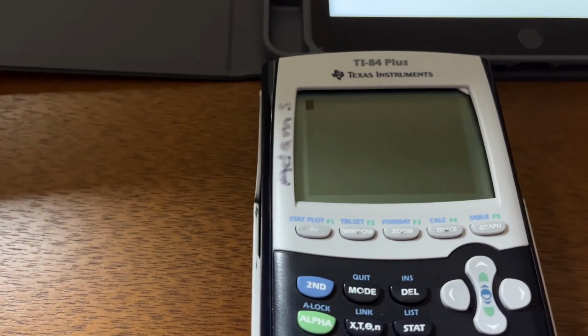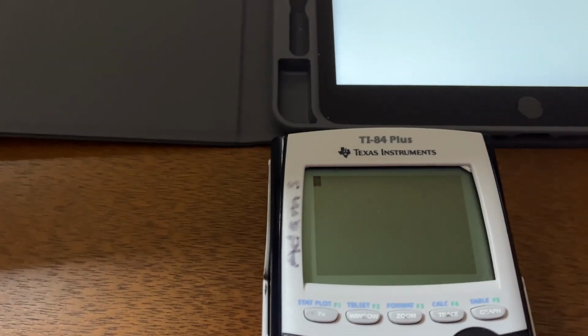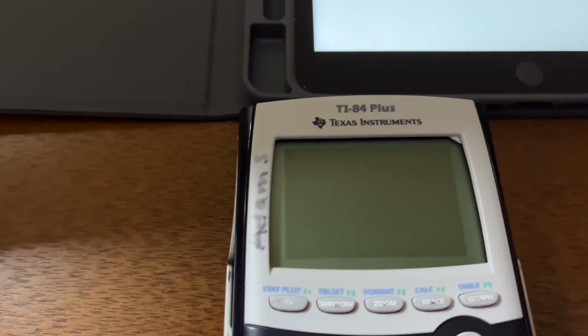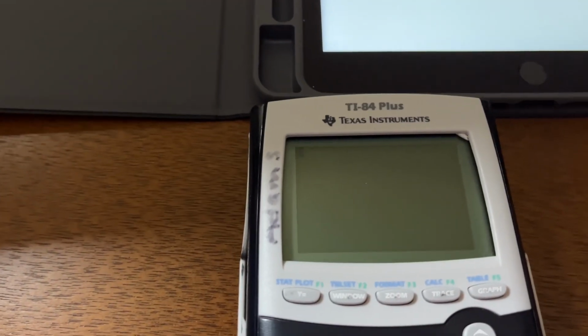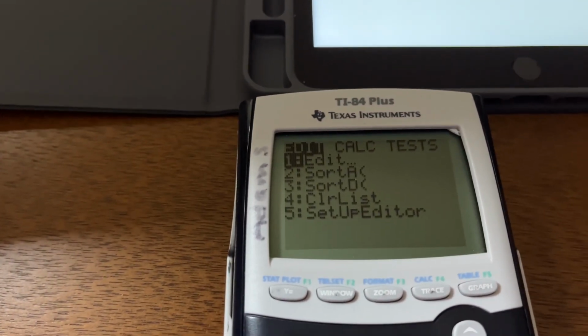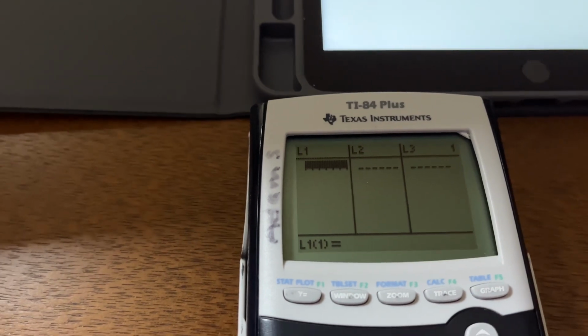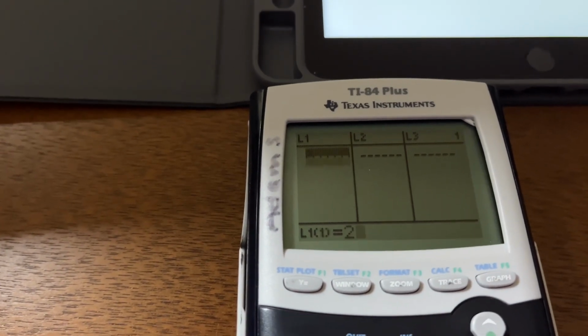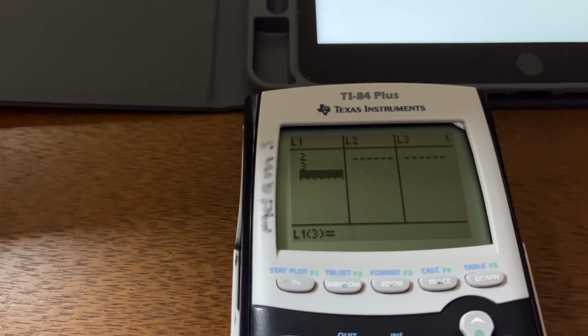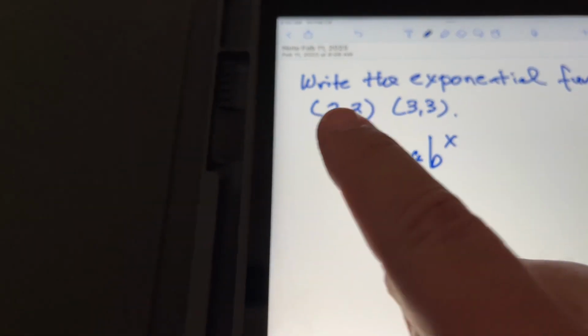So if you turn this on, so I get the screen on here, what you're going to do is hit Stat, and with it on Edit, you're going to go into these columns and you're going to put the ordered pairs there. So I have 2 and 3. Those are the x values in the problem up here. So notice the x values are 2 and 3. So I have those in there.